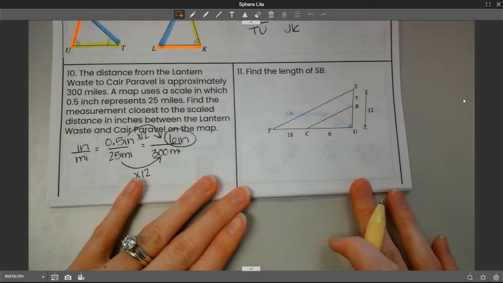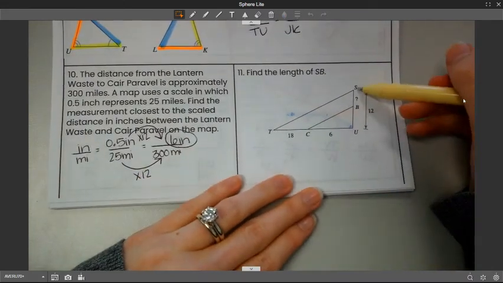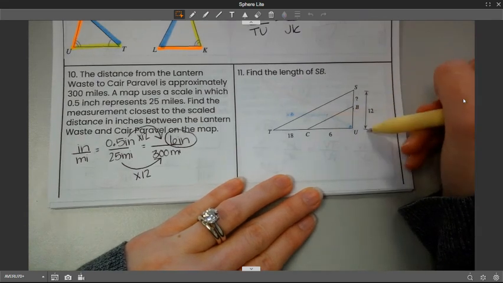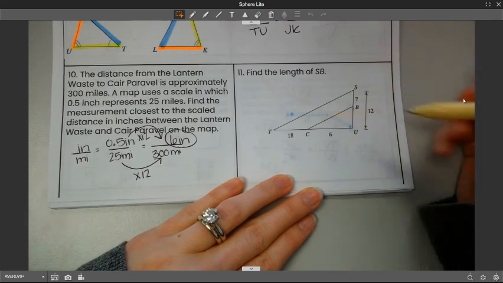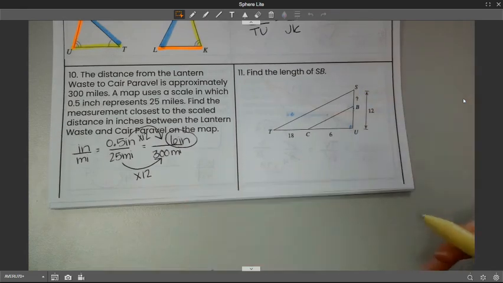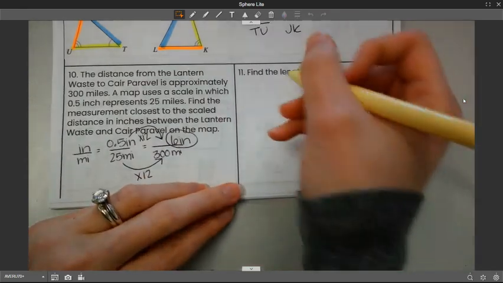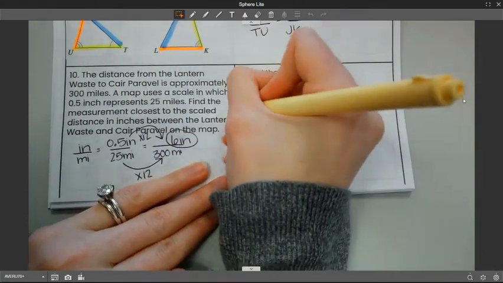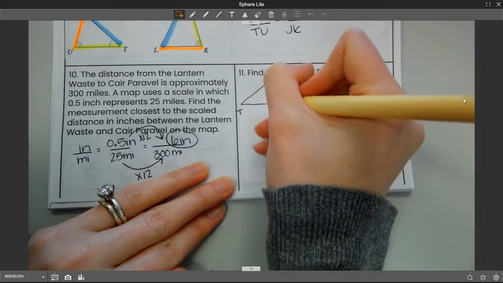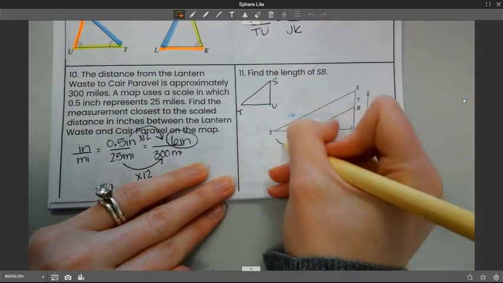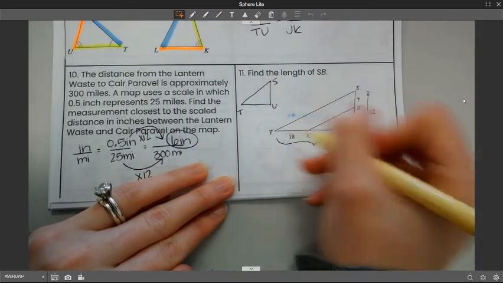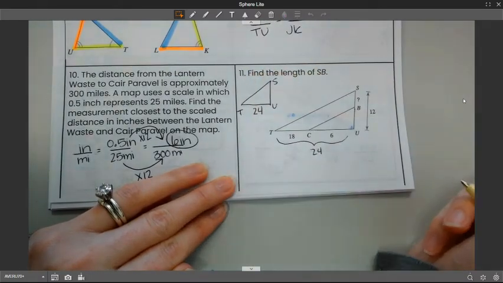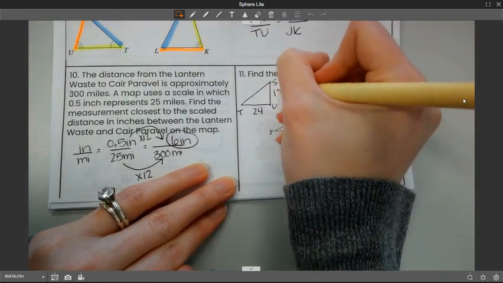Okay, number 11, find the length of SB. Oh, well, this is a small part here, but that needs to match the large part with BU, okay? So I'm going to have to find this missing piece. This is going to be an extra step here. First things first, I'm going to redraw our triangles. So we have T, S, and U. From T to U, that's this whole length. Well, 18 plus 6 is 24, so T to U is 24. And then I know that this tall part is 12.